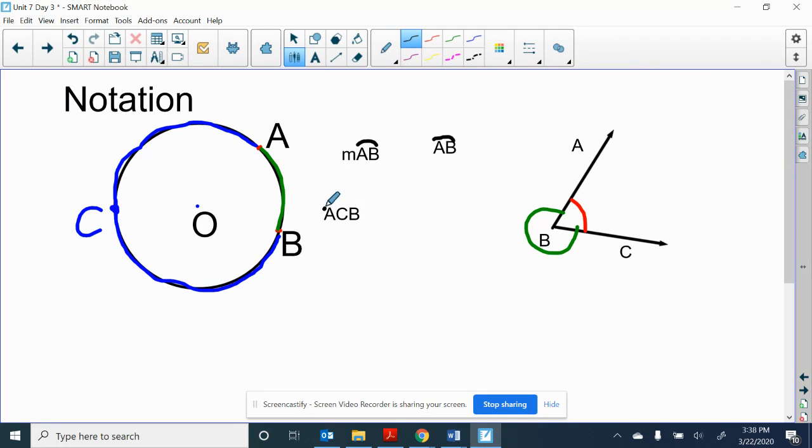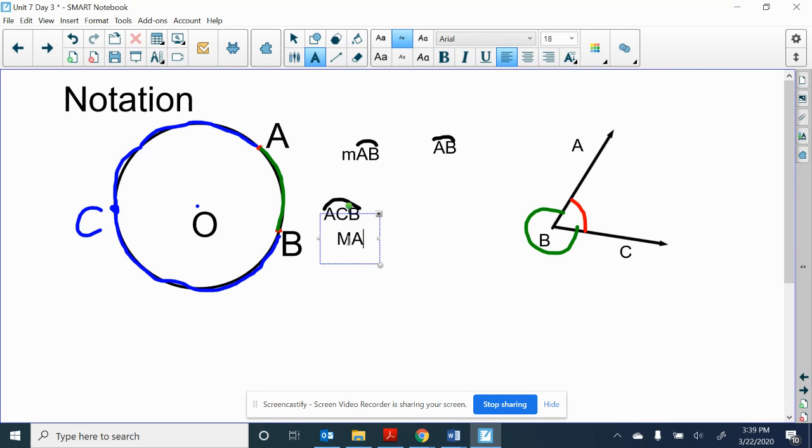Arc ACB. Because that says start at A, go through C, and then finish at B. That's the major arc, ACB. So this is the major arc. And this is the minor arc. So unless you have a detour on your way from A to B, you can always assume that we're talking about the minor arc.